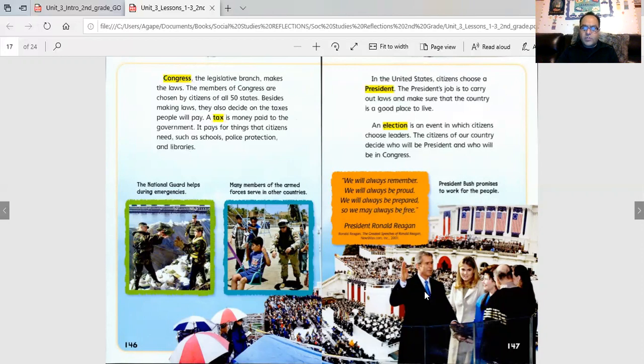We will always remember, we'll always be proud, we'll always be prepared, so we may always be free.